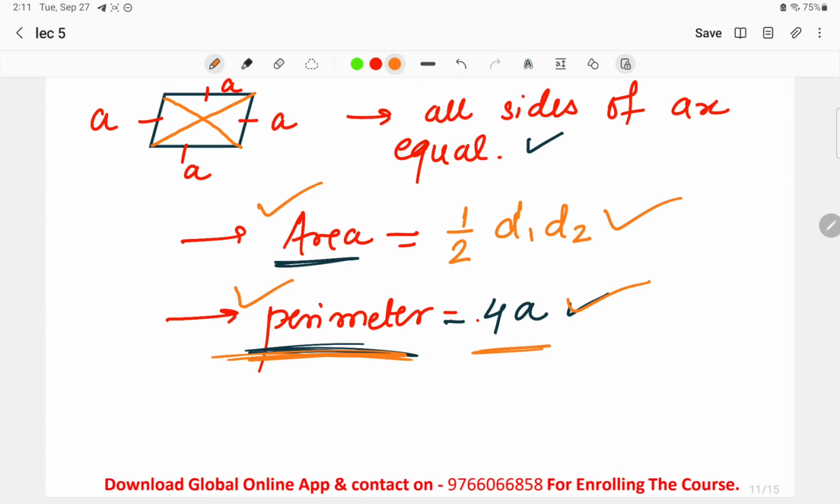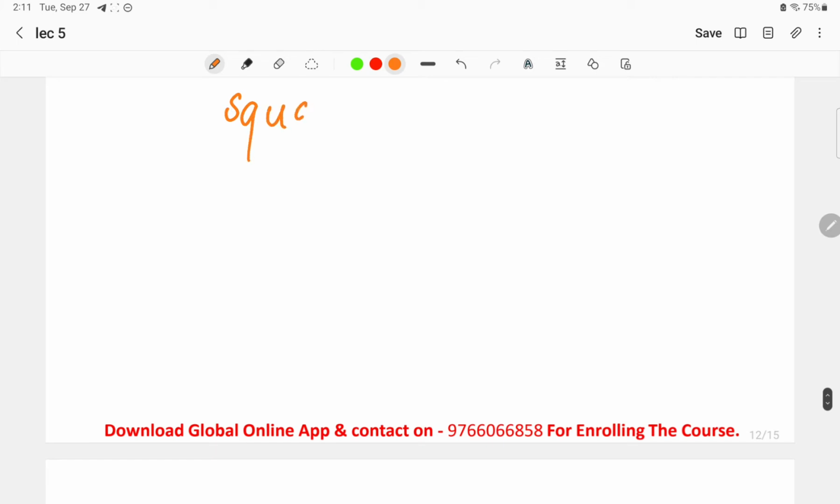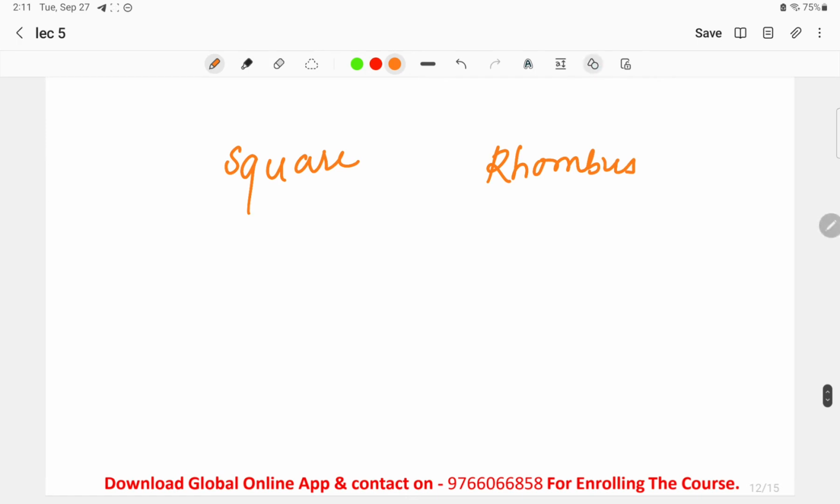Now, what is the basic difference between the square and the rhombus may be the question that arises in your mind. The square and rhombus have similarities that we have seen: the area is different but the perimeter is the same, and all the sides are equal over there. In the case of the square, this is the square, right?